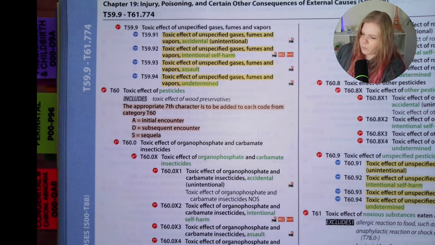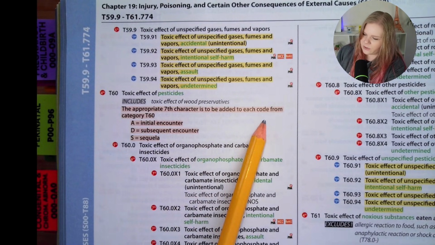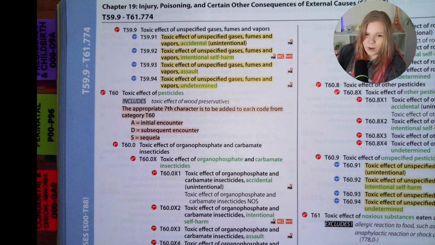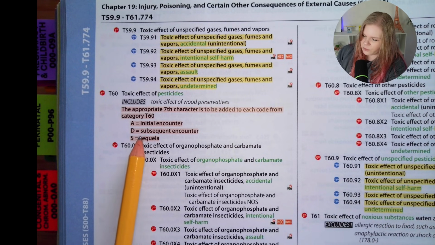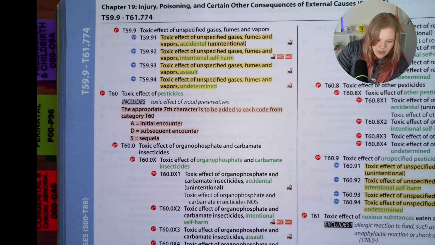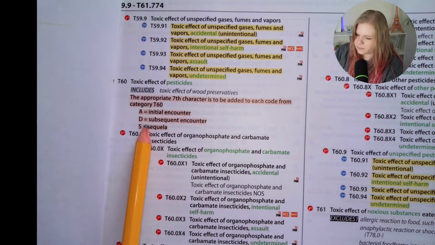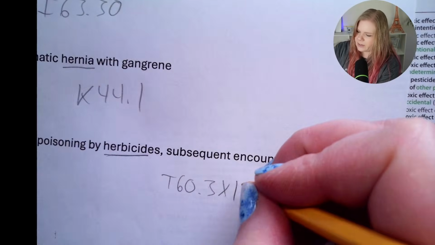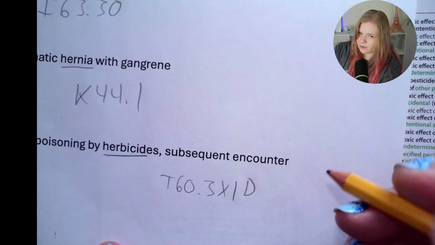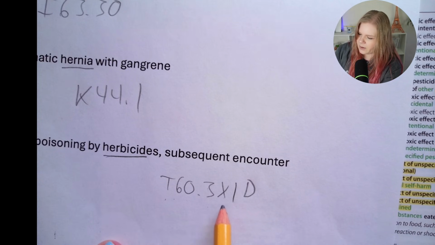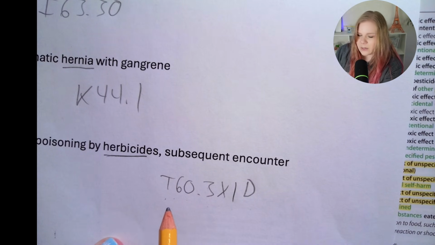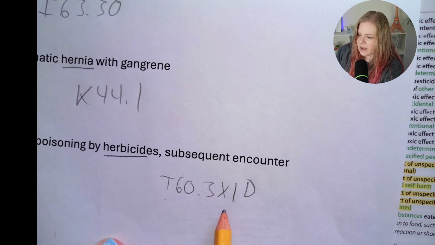So here it is. We have here the appropriate 7th character is to be added to each code from category T60. Remember, 3 digits is a category, and we're in that category of T60. And it says A for initial, D for subsequent, S for sequela. So this one says it is a subsequent encounter. So when we look here, subsequent encounter, 7th character is D. We're going to add that on to our 7th character spot. So 1, 2, 3, 4, 5, 6, 7. Our full code here for this one is T60.3X1D.